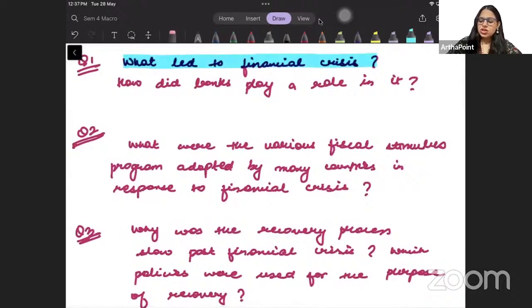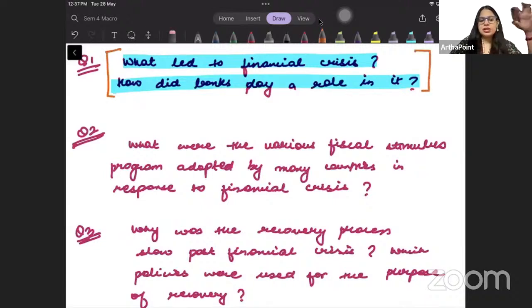What led to financial crisis? How did banks play a role in it? तो ideally इसमें आपको पूरे ही chapter का summary लिखना है. You need to go ahead and you need to write the summary of the entire chapter only in this, right?